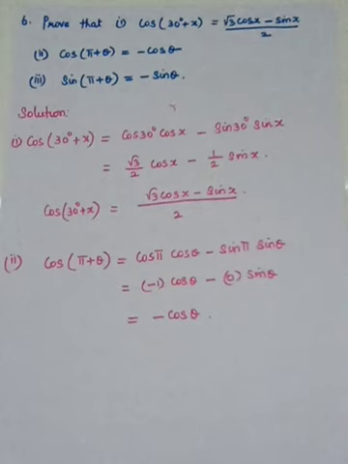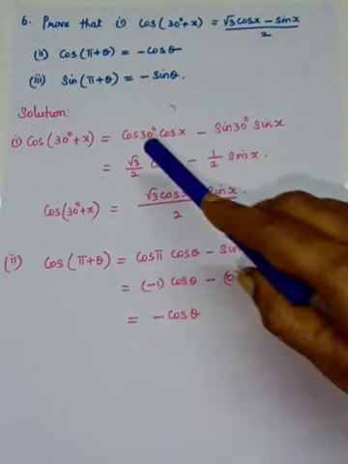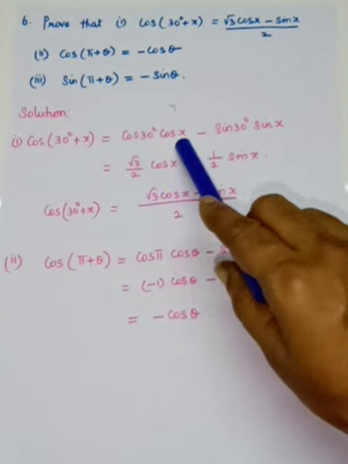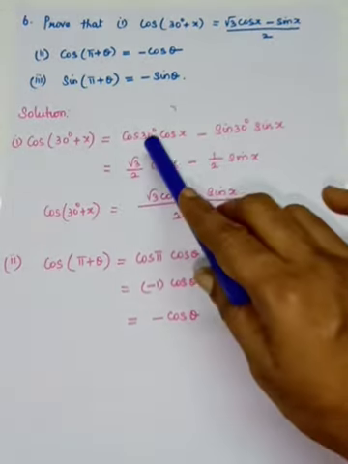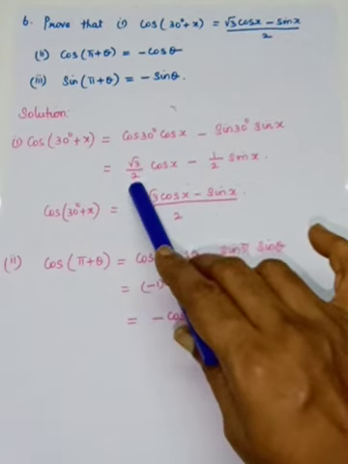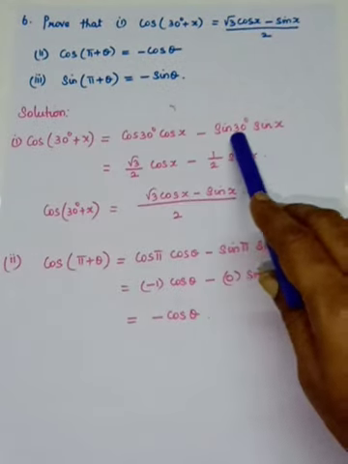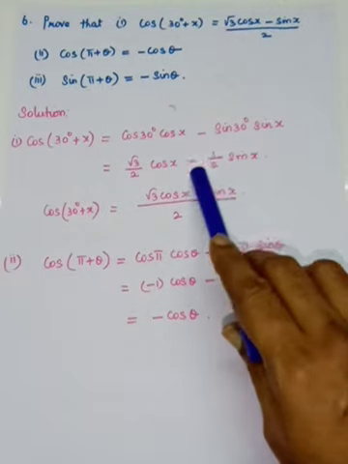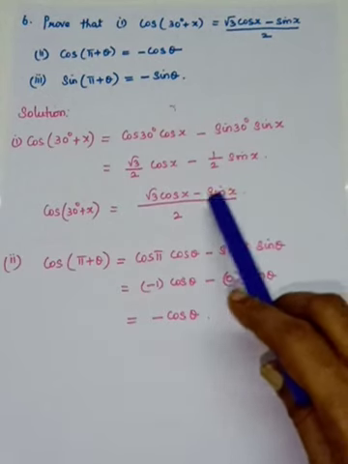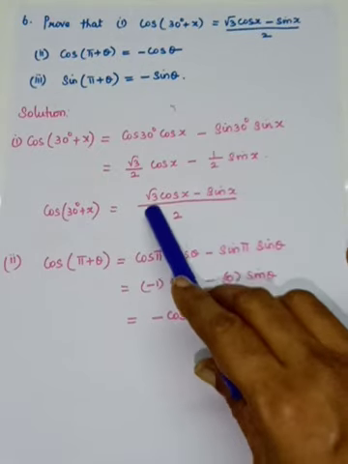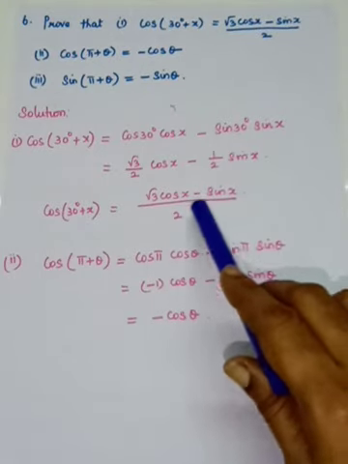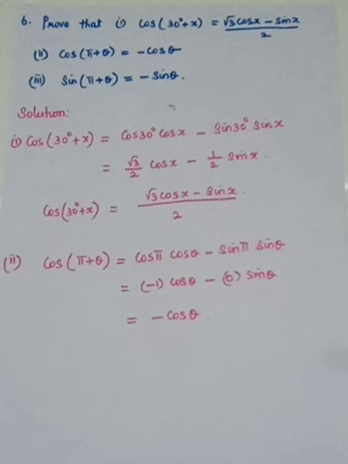So in the place of alpha you are having 30 degree. In the place of beta you are having x. So cos 30 degree cos x minus sin 30 degree sin x. So cos 30 degree value is root 3 by 2 into cos x. Sin 30 degree is 1 by 2, minus 1 by 2 into sin x. So if you multiply and take LCM, the LCM is 2. So it is root 3 cos x minus sin x divided by 2. So we have proved the result.